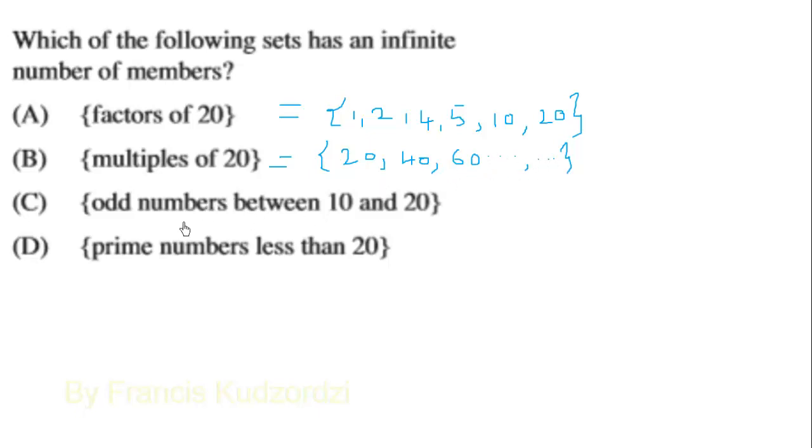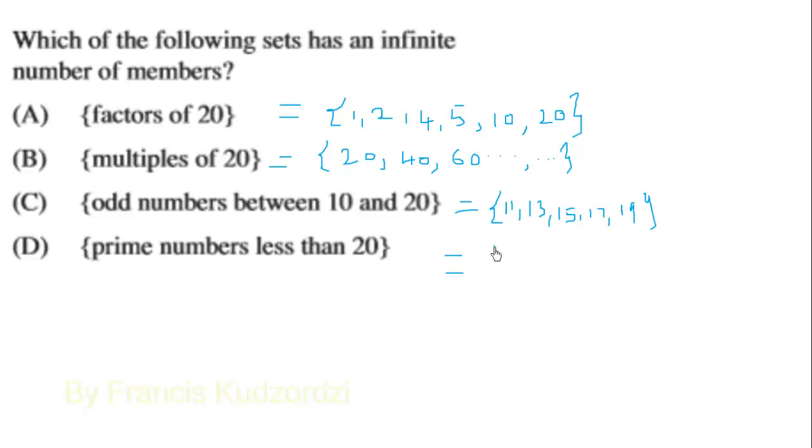Now, odd numbers between 10 and 20, we can list all the elements there. So these are 11, we have 13, we have 15, we have 17, and we have 19. These are all the elements in that set. And prime numbers less than 20, we can also list all these elements.